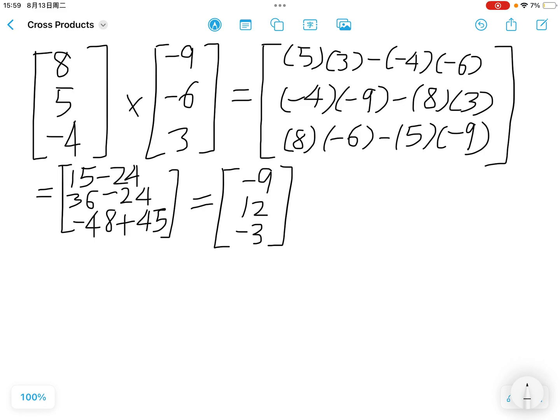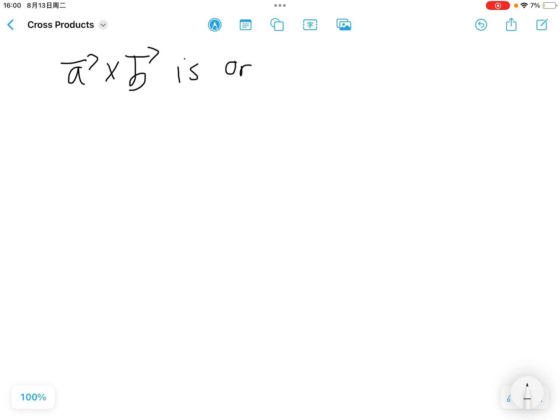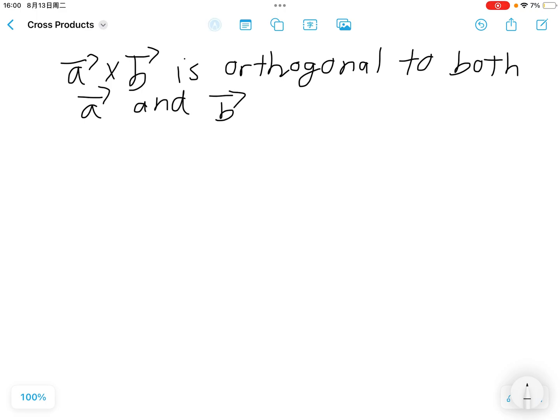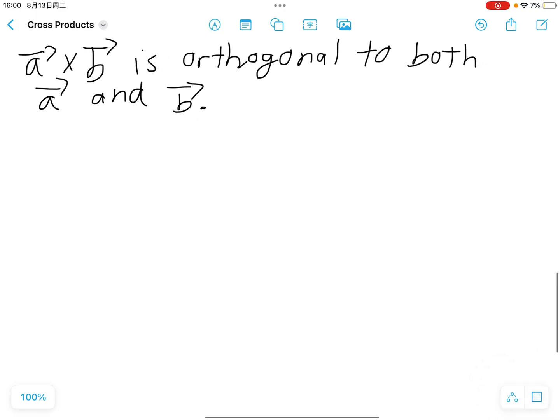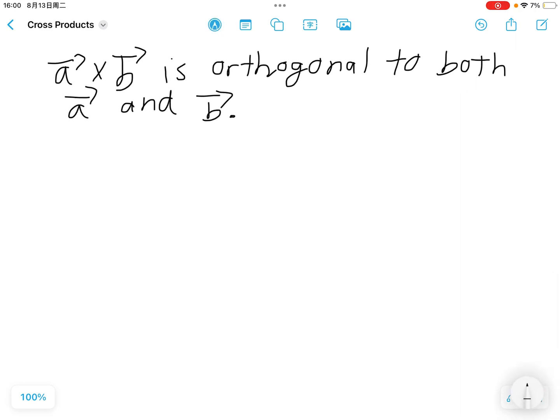So now, let's just talk about an interesting and also useful property of cross products. Essentially, the cross product of vector A and B is orthogonal to both vector A and B. So what do I mean by orthogonal? Orthogonal essentially just means perpendicular. And how is this possible, that any random vectors A and B have this new vector that is perpendicular to both of them? Well, don't forget that we're in a 3D coordinate system.